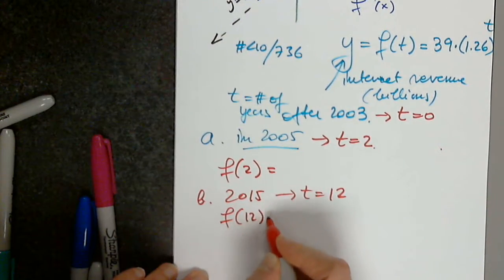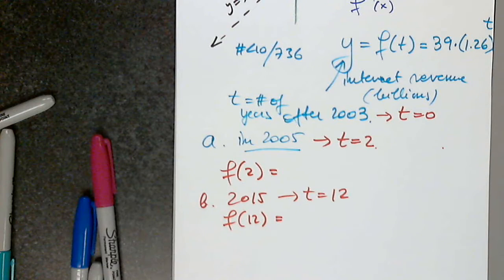So f of 12. So here's what I would like us to do. Back to our calculators. I would like to put this function in y equals. So let's go to y equals right here. And clear if you'd like, clear everything that you had from before. And the function is 39. Is it 39 or 3.9? No, 39, correct. So 39 in parentheses, 1.26, close the parenthesis, put the power caret x. We don't have t in the calculator. We have to use x.